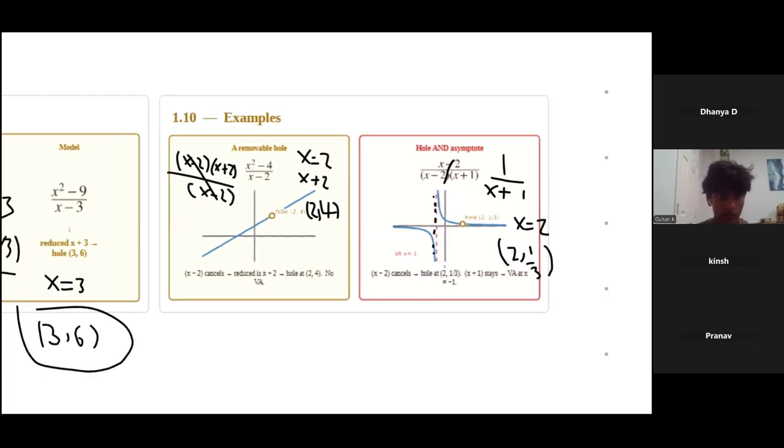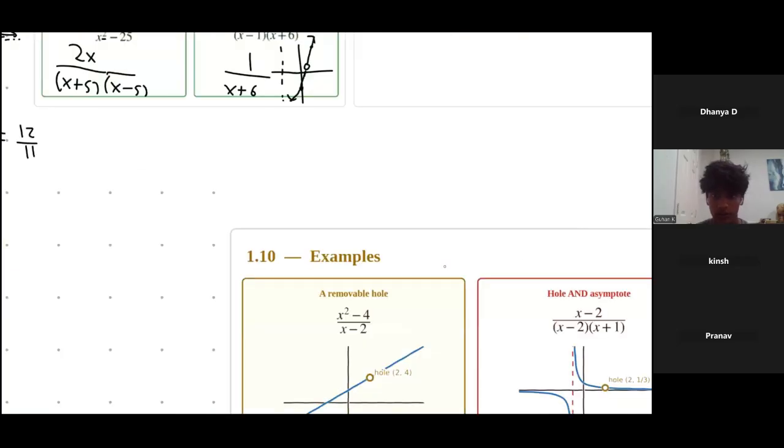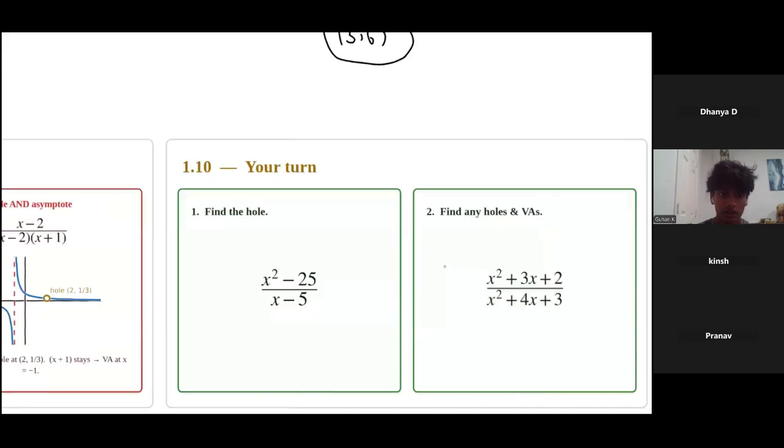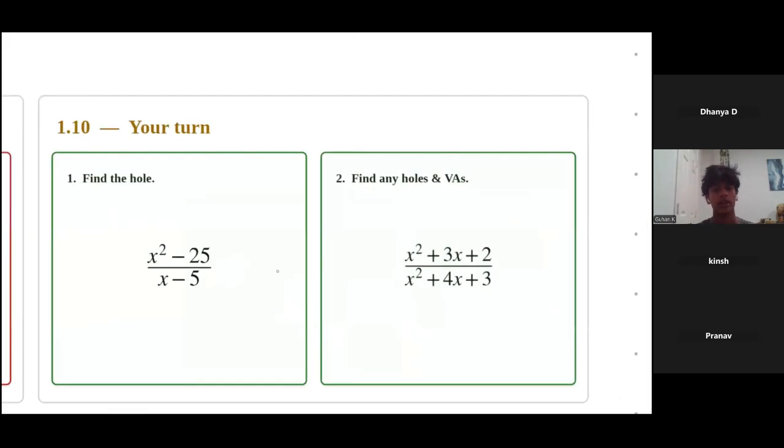And now I'll give you guys some example questions. Or sorry, those are the same examples. Here are the questions. Okay. Find the hole for the first question. And for your second question, find any holes and vertical asymptotes. So always remember that the first step you're going to do on these type of questions is to factor, and then cancel out to find the holes, and then whatever's left over is going to be your vertical asymptotes. And give me the exact points for your holes.